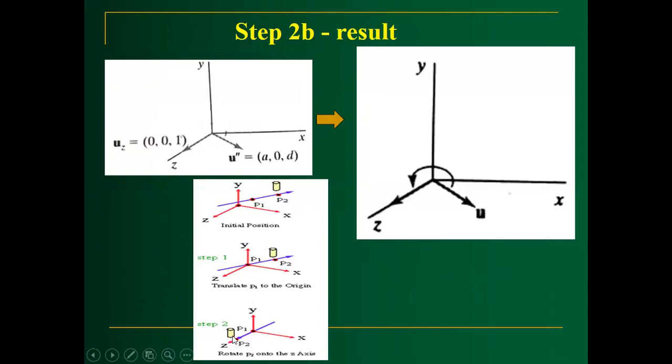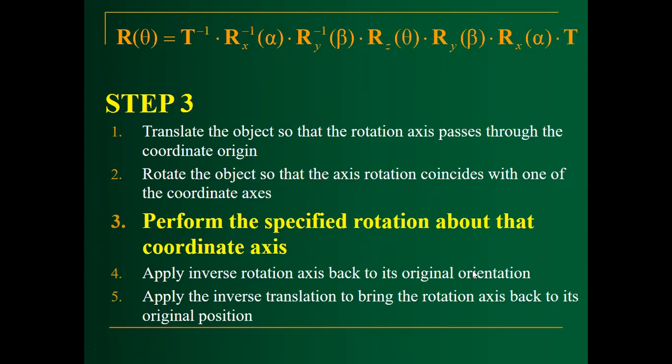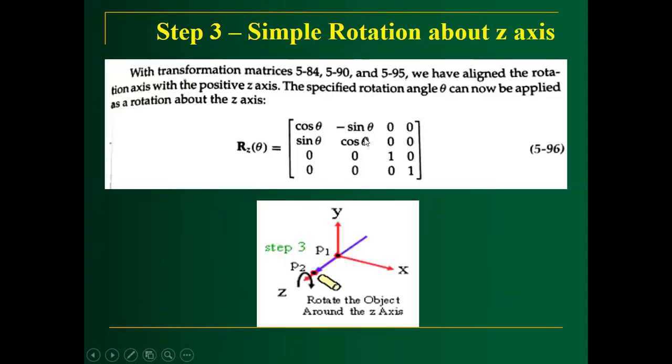Step 2a over. Now rotate that object about the z-axis. That is pretty much straightforward. Perform the specified rotation about that coordinate axis called the z-axis, Rz of theta. The z-axis matrix we know: cos theta, minus sin theta, sin theta, cos theta. The z-axis remains unaffected, that is the reason it is 1. And theta he will give, we should rotate the object by 30 degrees, 40 degrees. Anti-clockwise means take it as positive, clockwise means take it as negative. So rotate. This step is over.